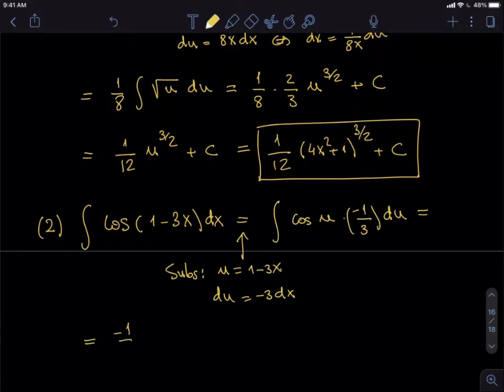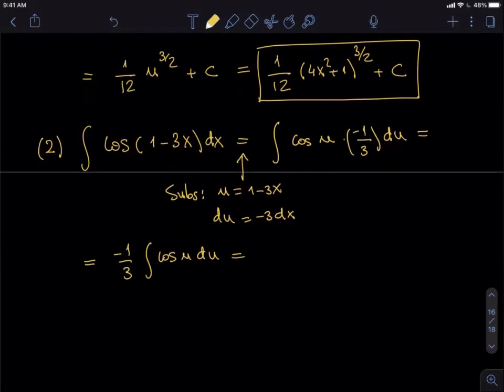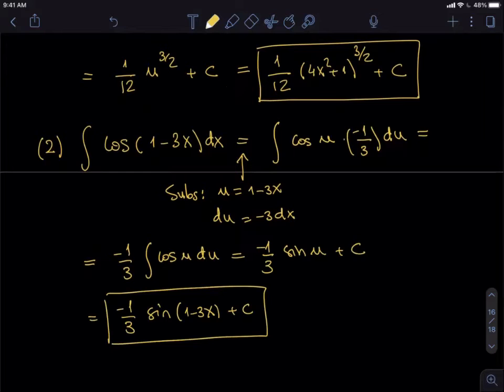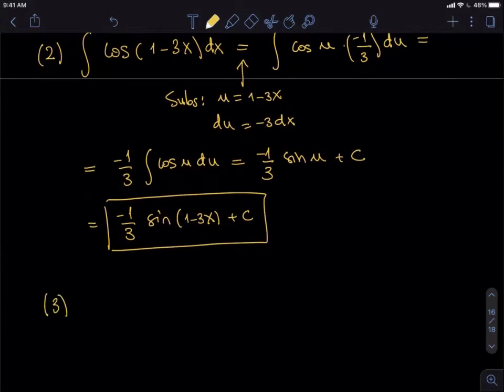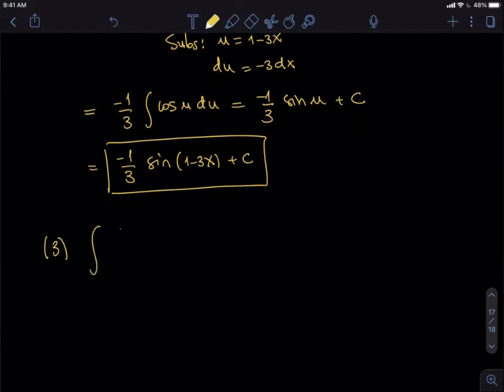And this is negative 1/3 integral of the cosine of u du, negative 1/3. Now we integrate: sine of u plus c. Okay, and then remember, substitute back, plus c. So negative 1/3 times the sine of 1 minus 3x plus c. Let's continue with the examples.